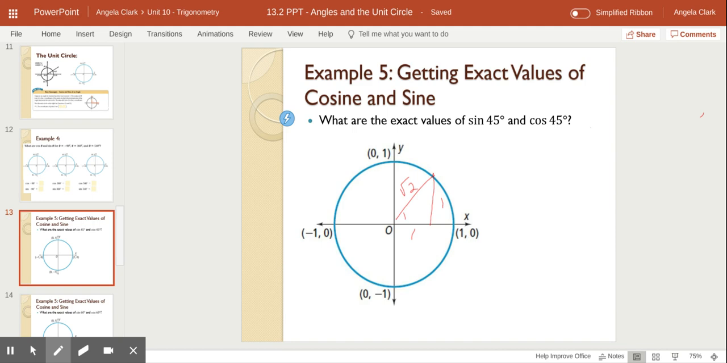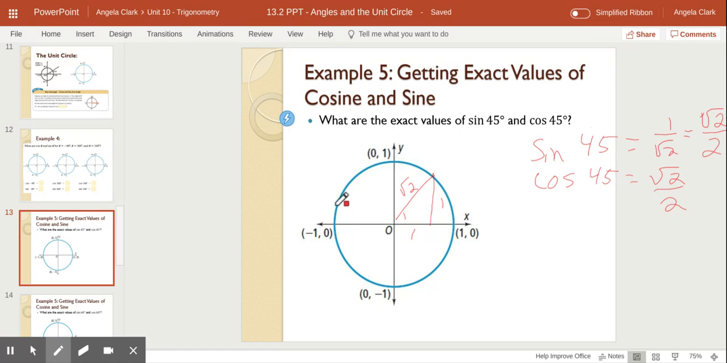So I can say, okay, the sine of 45 is 1 over the square root of 2, which we talked about in the unit circle. If I rationalize that denominator, that's going to be the square root of 2 over 2. That's how we always write it, square root of 2 over 2. And then cosine 45 is going to be also 1 over the square root of 2, which is again square root of 2 over 2.